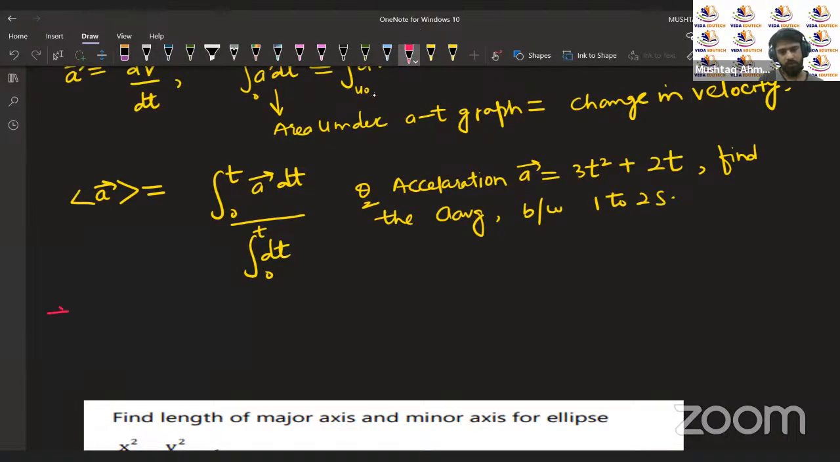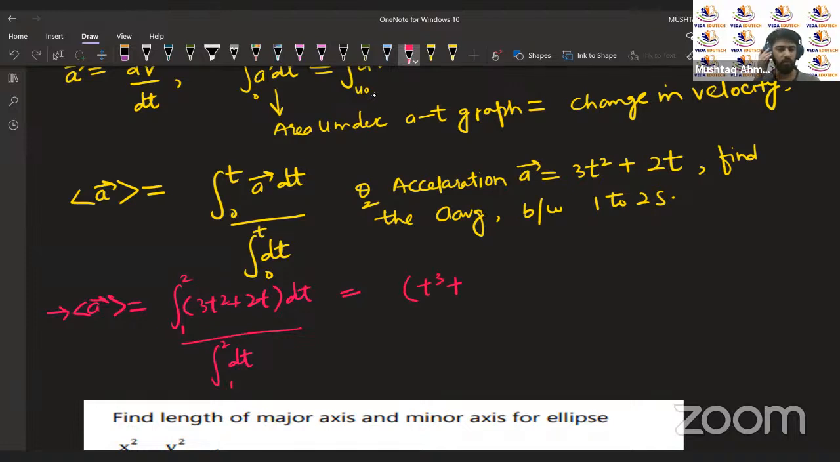So what we'll be doing is that we will just integrate this function with respect to time, the integral of 3t square plus 2t with respect to time within the interval 1 to 2, upon the integral of dt from 1 to 2. So integration of t square is t cube upon 3. 3 and 3 will get cancelled, we'll be left with t cube here. And integration of t with respect to t is t square upon 2. 2 and 2 will once again get cancelled, we'll be left with t square here. And the integration of dt with respect to time is t, so it will be 2 minus 1, that's 1. We'll be left with 1 here.